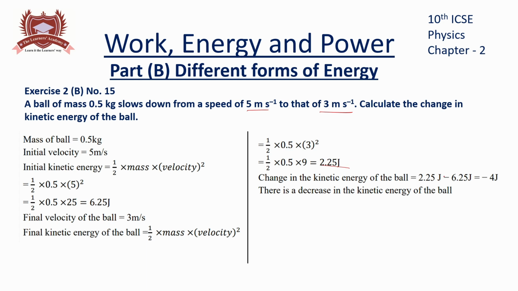So the difference in the kinetic energy would be final kinetic energy minus initial kinetic energy, that comes to be minus 4 joules. So there is a decrease in energy, that's why we have this minus sign here. So the kinetic energy has decreased by 4 joules. You can quickly make a note of this.